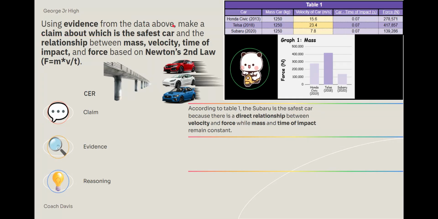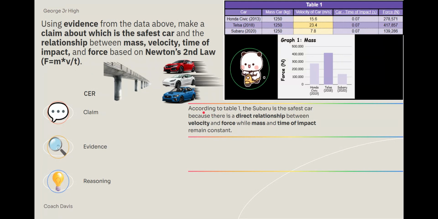But can we put that into words to answer this question here? Using the evidence from the data above, make a claim about which car is the safest. Which car would you rather be in hitting this bridge? If you said the Subaru, you're probably right, and that's the answer to this question. And the relationship between mass, velocity, time of impact, and force, based on Newton's second law, force equals mass times velocity divided by time.